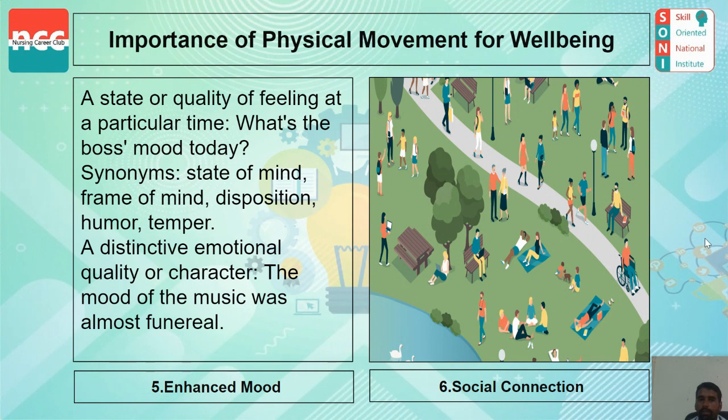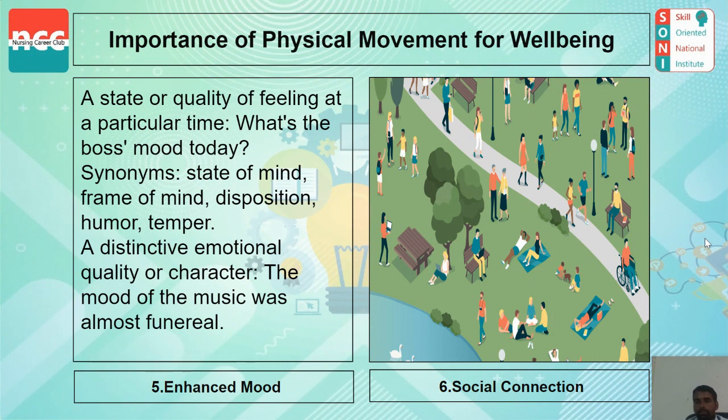Synonyms: state of mind, frame of mind, disposition, humor, temper. And these things change the state of mind, frame of mind, and can be a cause of disposition. And it can also affect our humor and temper as well. A distinctive emotional quality of character. The mood of the music was almost fun, real.